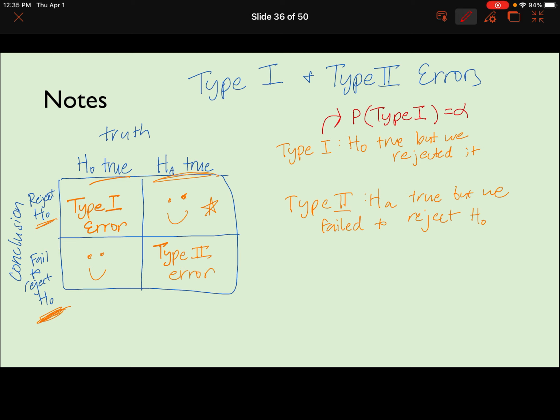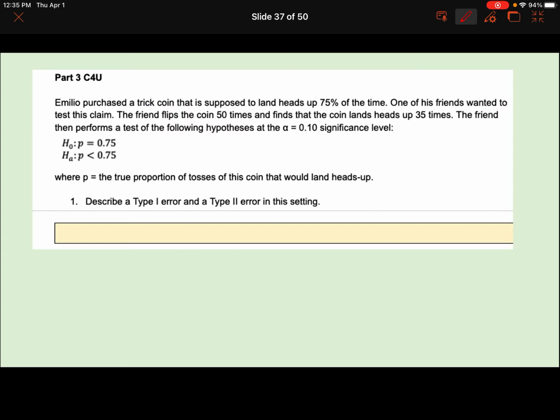Take a look at the check for understanding, and when you're ready to go over answers, hit play, and then we can go over all that stuff together. Okay, so Emilio purchased a trick coin that's supposed to land heads up 75% of the time. One of his friends wanted to test the claim. The friend flips the coin 50 times and finds that the coin lands heads up 35 times. The friend then performs a test of the following hypotheses, and here we have a different significance level. It's not 5%, it's 10%.